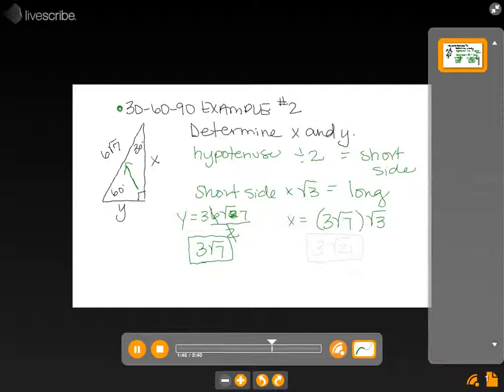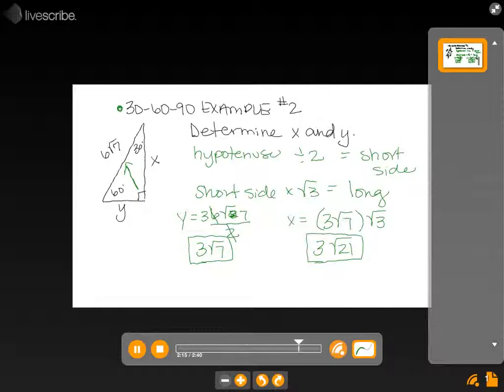Now, out in front of the square root 3 is a 1, so we multiply our numbers that are out in front. 1 times 3 is 3. 7 times 3 is 21. Now we want to check and see if 21 will break down. 21 won't break down because the things that multiply to 21 are 7 and 3, neither of which is a perfect square. So then our long side of our triangle is 3 square root 21. And again, we found that by taking the short side times root 3.